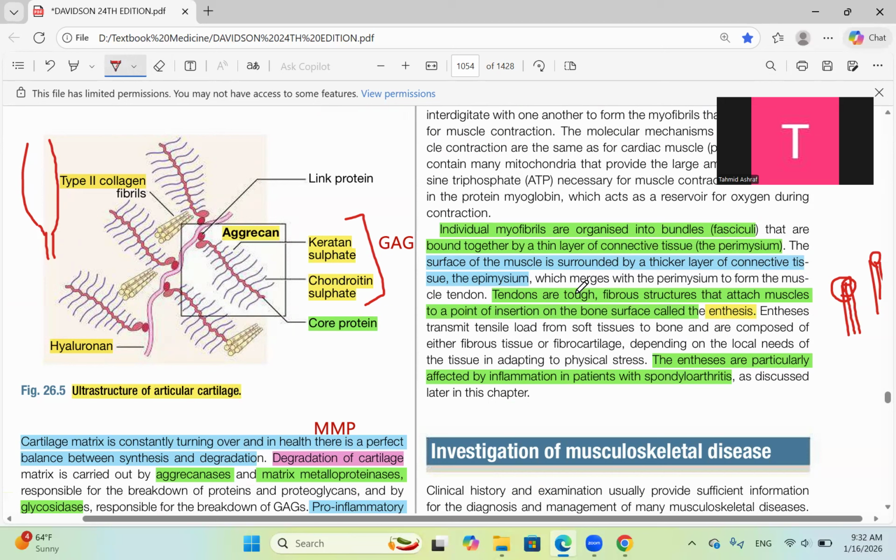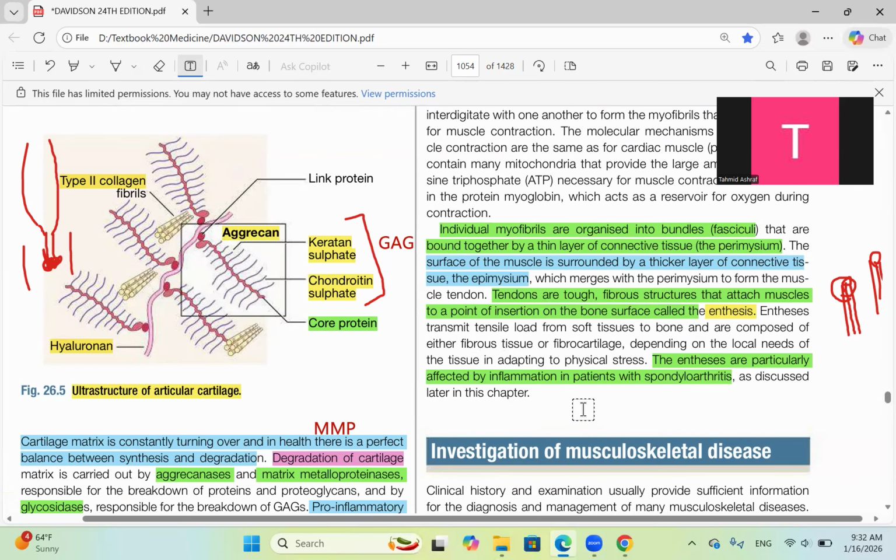These tendons are tough and fibrous structures that attach muscles to a point of insertion on the bone surface called the enthesis. Let's suppose this muscle inserts in this bone. The point of the bone where this tendon is attached is called the enthesis. When the enthesis is inflamed, this is called enthesitis. I am explaining very slowly, so try to understand first and then memorize.